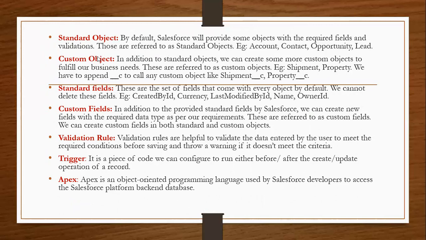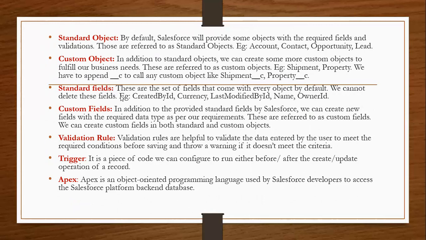Next, custom object. In addition to standard objects, we can create some more custom objects to fulfill our business needs. These are referred to as custom objects, for example shipment, property. We have to append __c to any custom object, like shipment__c, property__c.